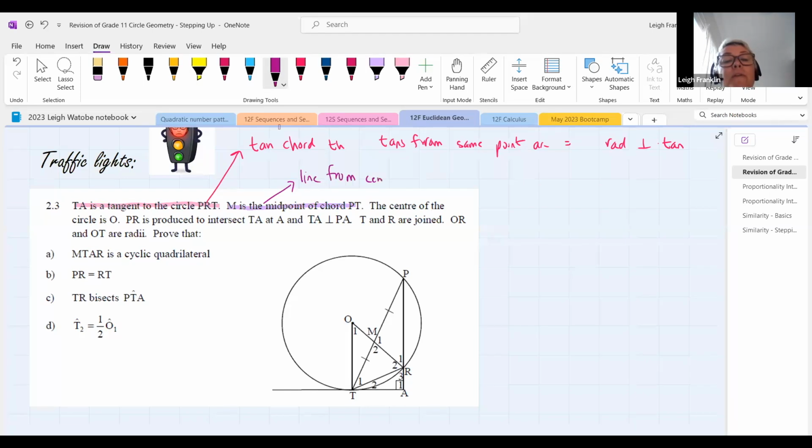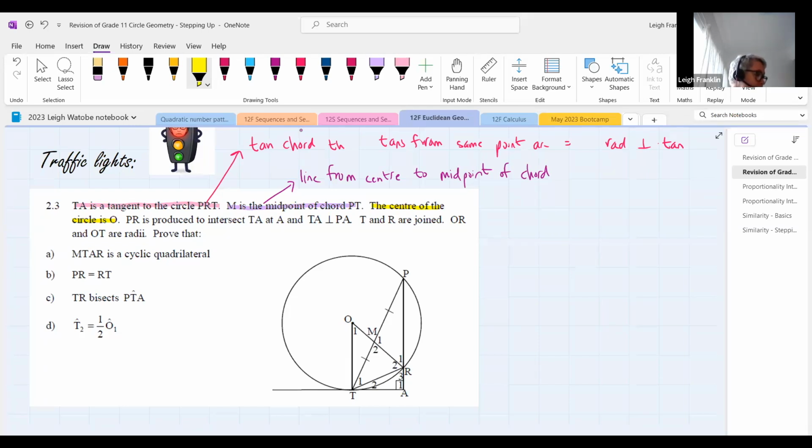And I hope you're all thinking this as I'm saying it, to midpoint of chord. Okay, line from center to midpoint of chord. So it's always a case of reading the information and relating it back to the theorems that you know. The center of the circle is O, so another piece of information. Right, so if they give us the center of a circle, there's lots of places that we can go. Angle at center is twice angle at circumference.